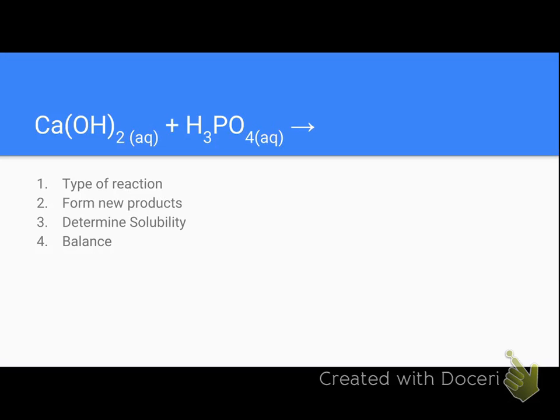So what we see here is we have a 2-part with the calcium hydroxide and a 2-part with the phosphoric acid. So we have a positive and a negative and a positive and a negative. Now what does that look like? That looks like a double displacement reaction. Okay, so what's going to happen? My positives and my negatives are both going to flip.